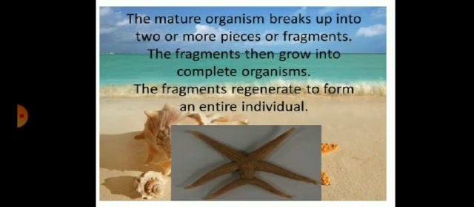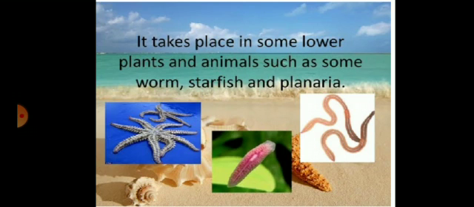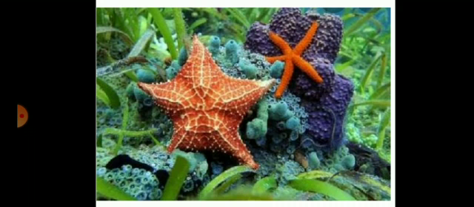In fragmentation, the mature organism breaks up into two or more pieces or fragments. The fragments then grow into complete organisms. The fragments regenerate to form an entire individual. Example, starfish, sponges, sea stars. Fragmentation may occur through accidental damage from predators, or as a natural form of reproduction. See this picture, this is a starfish.